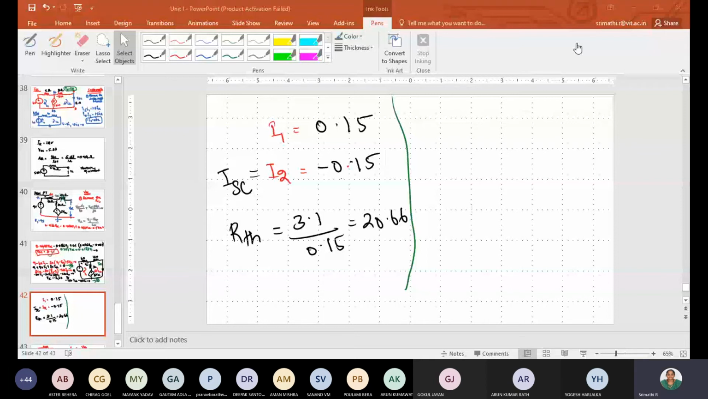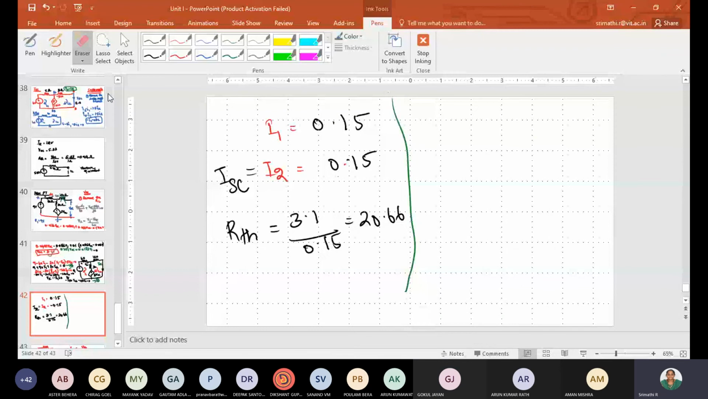Any answers for I1, I2? Ma'am, I1 is minus 0.15 and I2 is 0.15. Okay, this is plus and this is minus, but both are the same value, the sign is different. So, 3.19 by 0.15, R Thevenin is equal to 20.66. R Thevenin will be equal to RL for your maximum power transfer theorem. So RL is again 20.66 for the maximum power to be delivered.